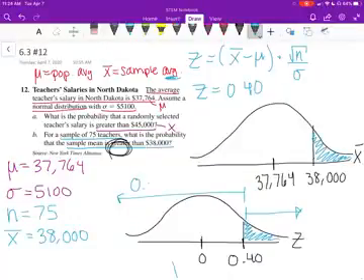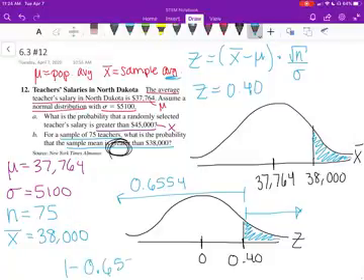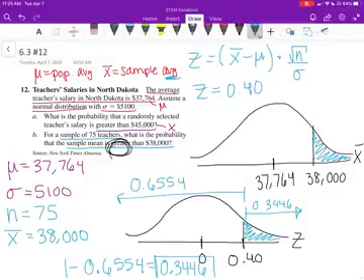And we know the area under the entire curve, once again, is 1. So we do 1 minus that to get the area to the right. So 1 minus 0.6554 will give us the area to the right, which is 0.3446. That's our probability.